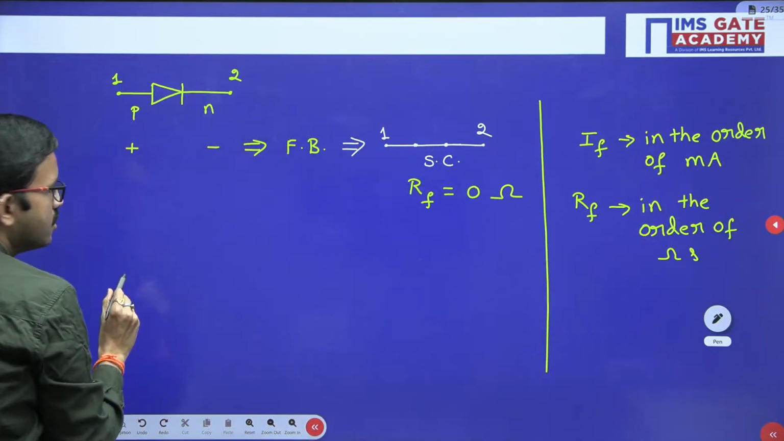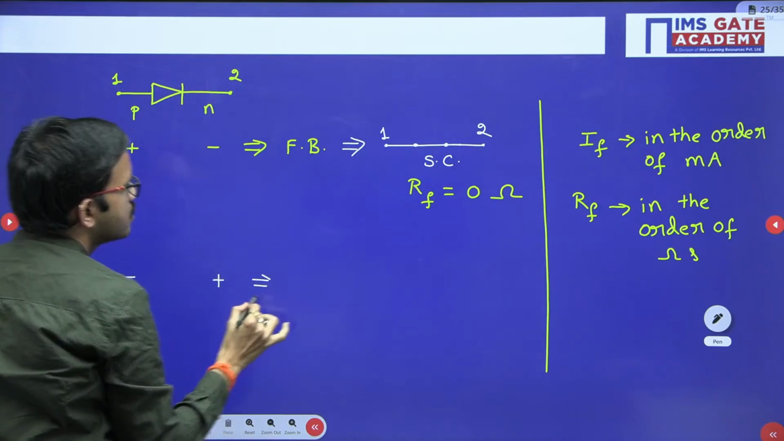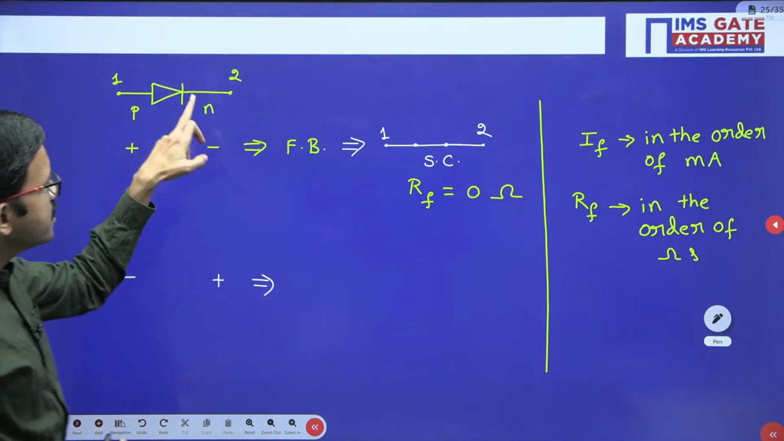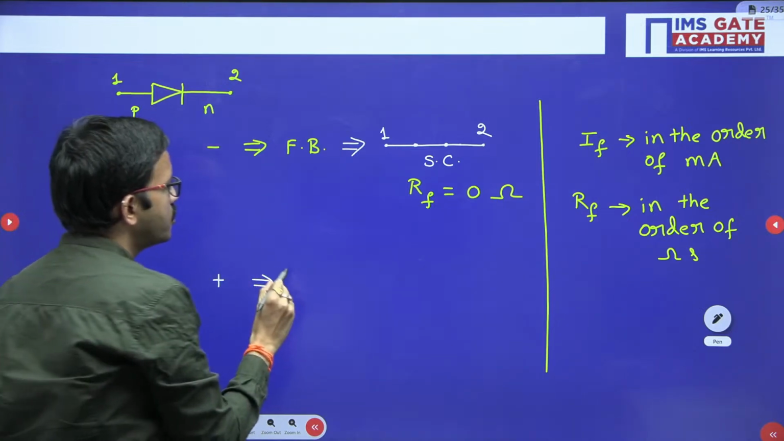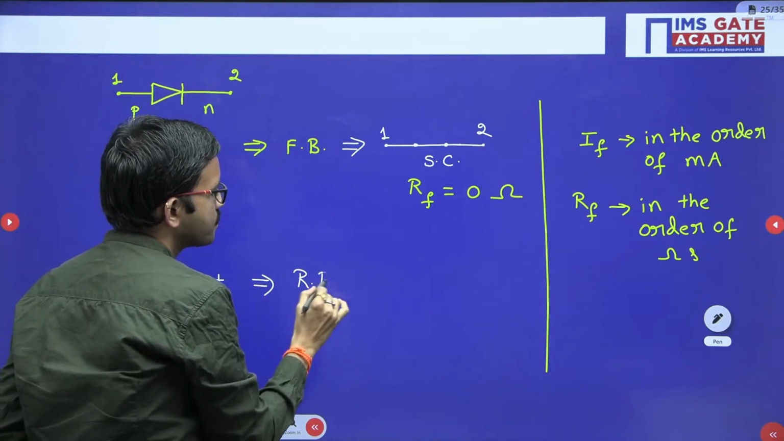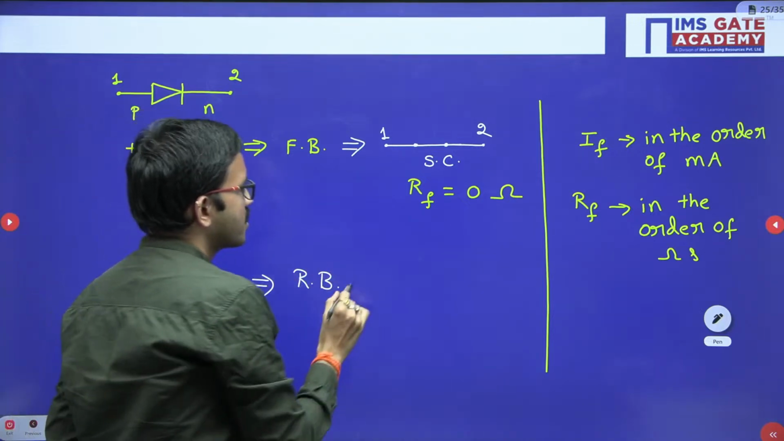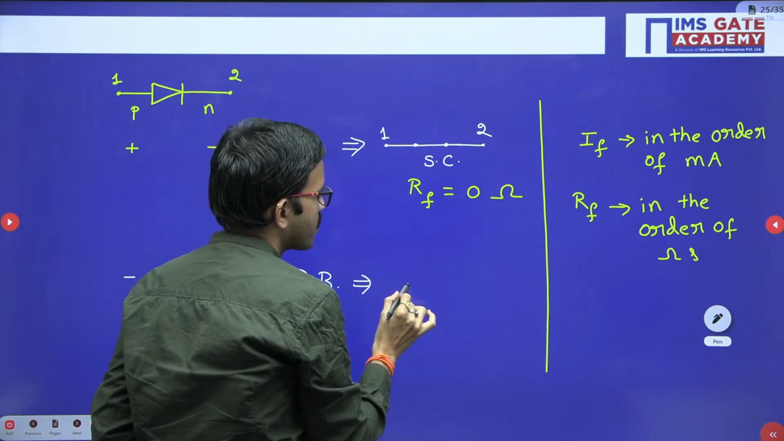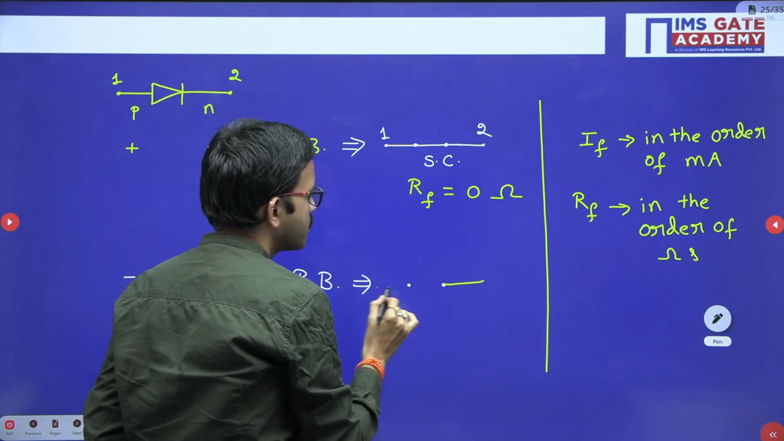Suppose you have changed the voltage polarities, then what happens? The N terminal has high voltage when compared to the P terminal. That means the diode is in reverse bias. If you consider the diode to be ideal, in reverse bias the diode acts as an open circuit.